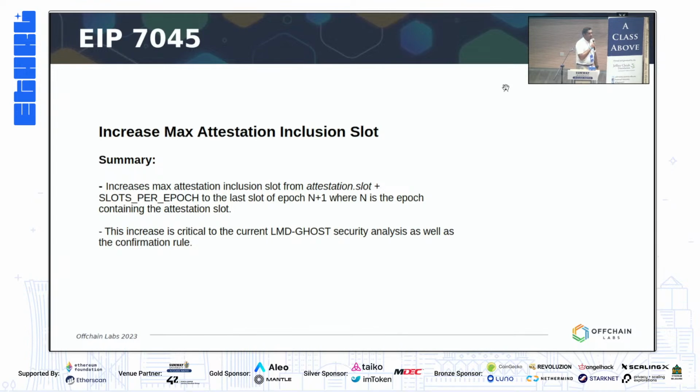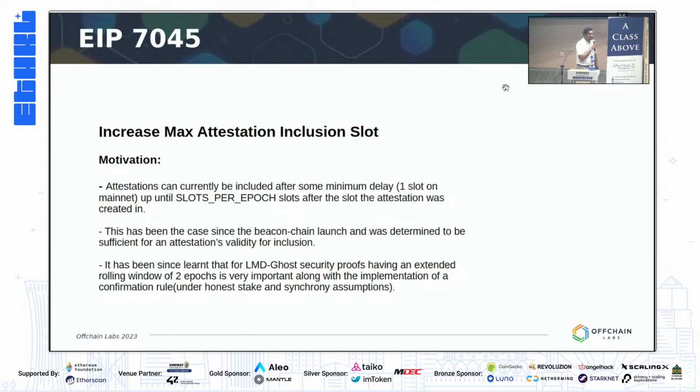So if you basically can extend this, what happens is that you can have late attesters have their attestation included on chain. So instead of being penalized, you get a slight reward. And one main reason that we're actually adding this is that for LMD Ghost, which is the fork choice protocol that Ethereum uses, having a rolling window of 2 epochs for attestation inclusion is pretty important in order to generate security proofs for it.